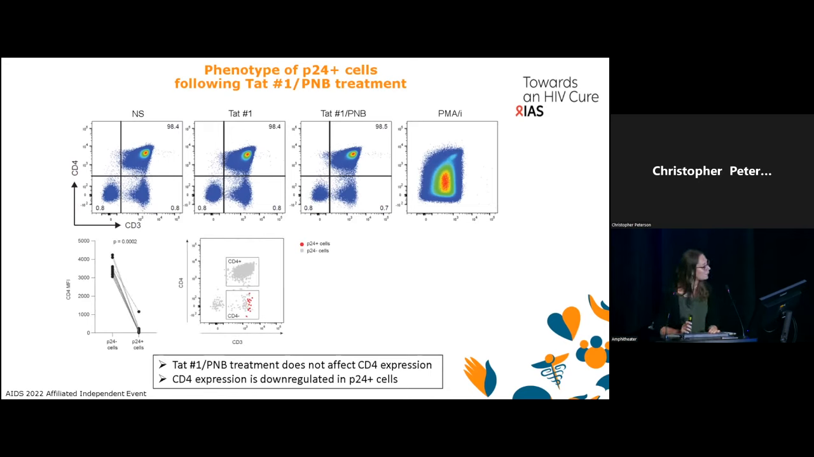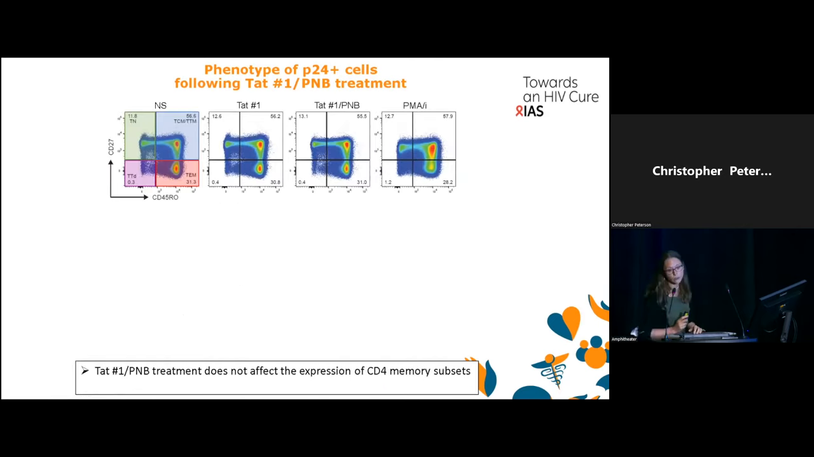So that's what we did. We looked at the CD4 MFI in the P24 positive cells compared to the P24 negative cells. And you can see that there is a clear downregulation of CD4 expression in the P24 positive cells. So this is represented on the dot plot on the right, where the gray dots are the P24 negative cells and the red dots are the P24 positive cells. And you can see that these P24 positive cells indeed are CD4 negative, and that's probably the consequence of NEF expression. So we also had a look at CD45RA and CD27 expression, which are markers for the different subsets of CD4, so namely the naive T cells, the central memory T cells, the effector memory T cells, and the terminally differentiated T cells.